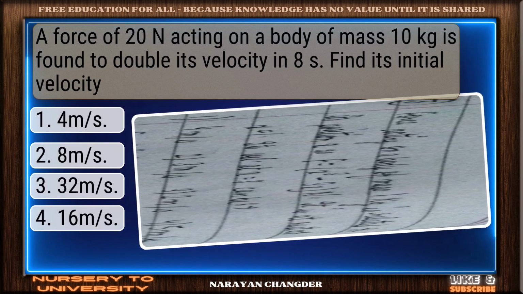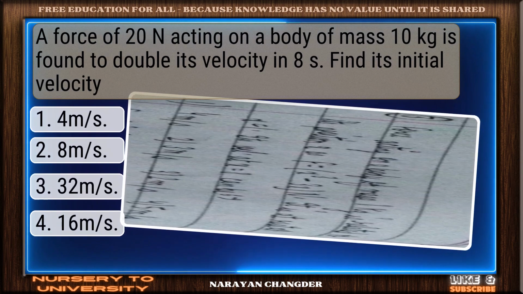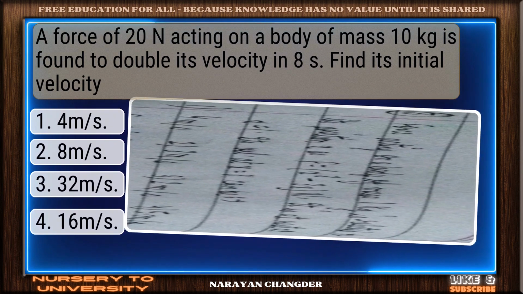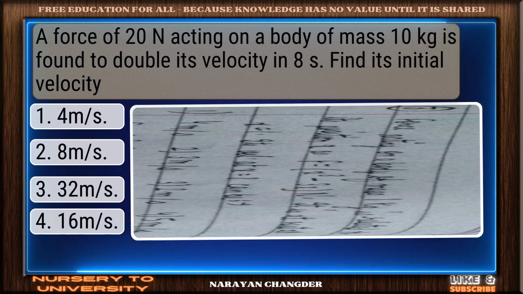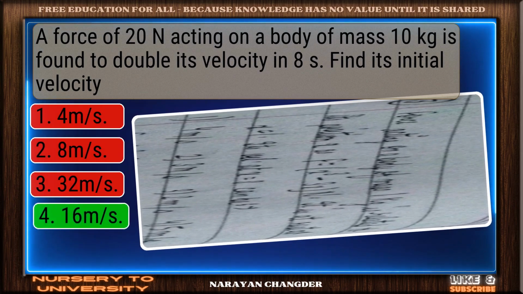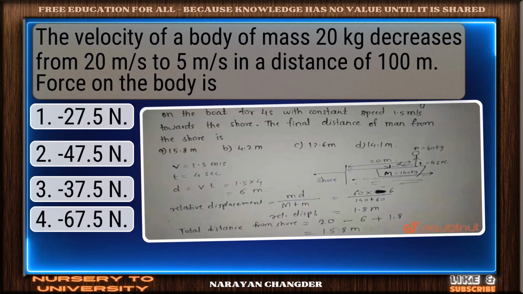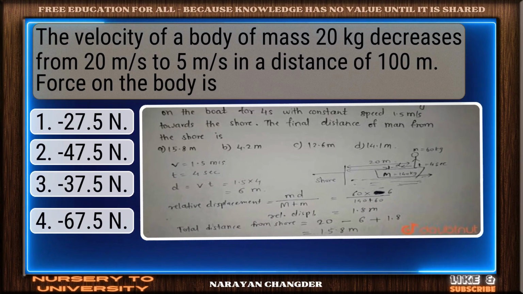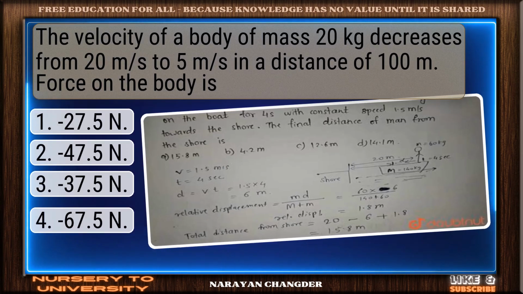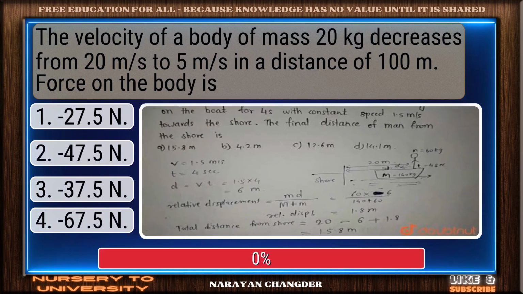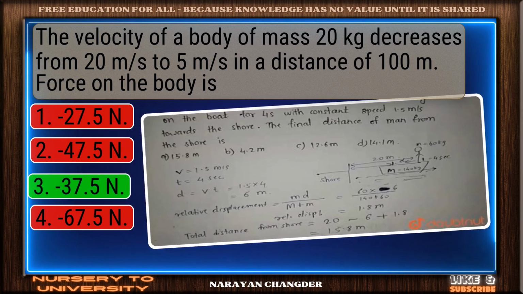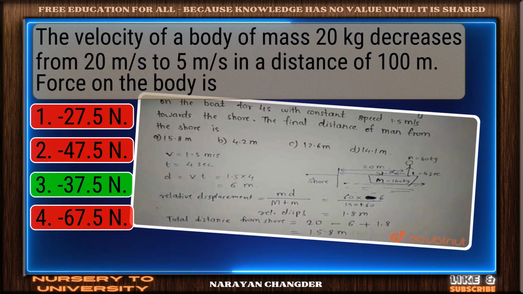Question number 84. A force of 20N acting on a body of mass 10 kg is found to double its velocity in some time. Find its initial velocity. Nicely done. 60 m/s is a solid answer. Question number 85. The velocity of a body of mass 20 t decreases from 20 m/s to 5 m/s in a distance of 100 m. Force on the body is... Correct response. 37.5 N is the most accurate answer.